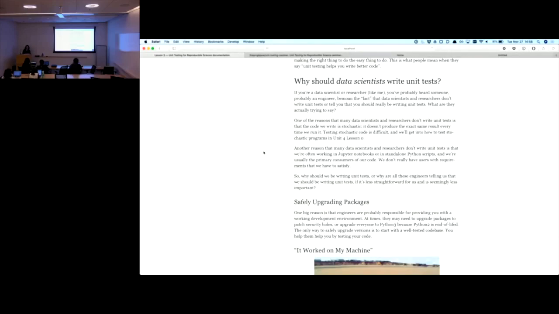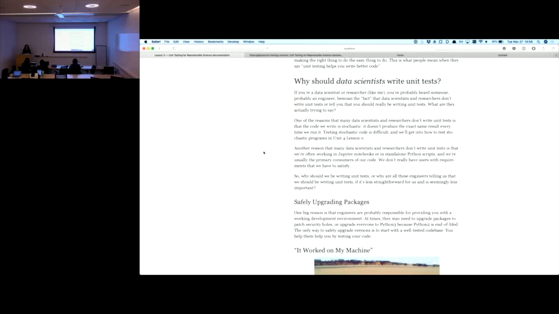And another reason is that a lot of the time we're working in Jupyter notebooks instead of in standalone Python packages. And we also don't really have users. I mean, you all might have a different experience, I would be interested to hear. You're usually the primary users of your own code, right?